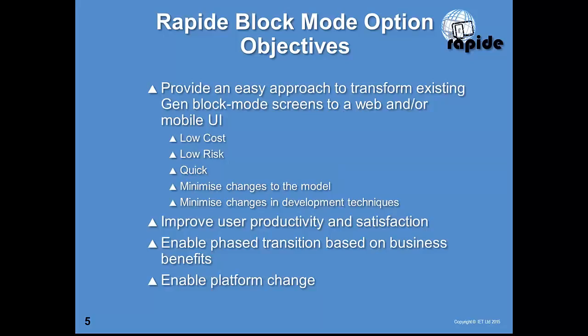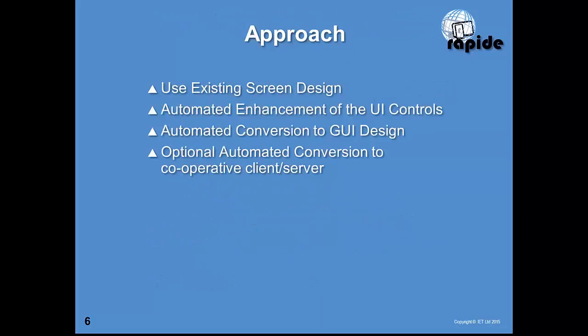That would then lead to improved user productivity and also enable you to make a phased transition of your applications from a block mode style interface to more of a web GUI interface, but based on business benefits. And also make it easier to accomplish platform change. So if you want to move off the mainframe and provide a web interface to the application, then that can be done far more easily with the Rapide approach.